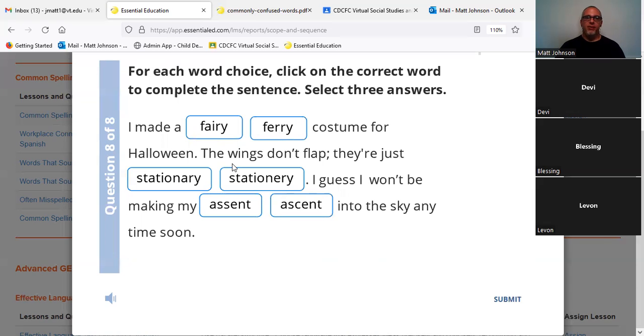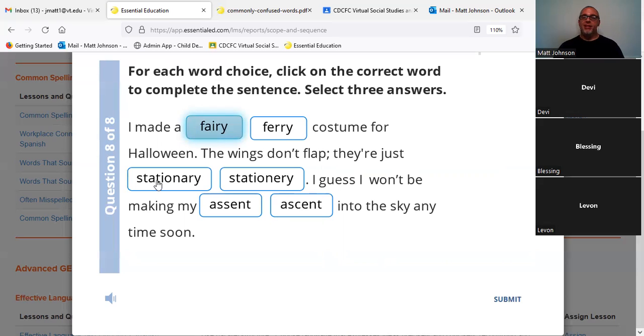I made a fairy costume for Halloween. The wings don't flap, they're just stationary. I guess I won't be making my ascent into the sky anytime soon. So fairy, it was on the list. We didn't discuss that, but what we're looking for is F-A-I-R-Y, like the mythical creature, the fantasy creature, right? Ferry, F-E-R-R-Y, is like the ship that'll take you across short distances, like to the other side of a lake or something like that. They ferried them to this point.